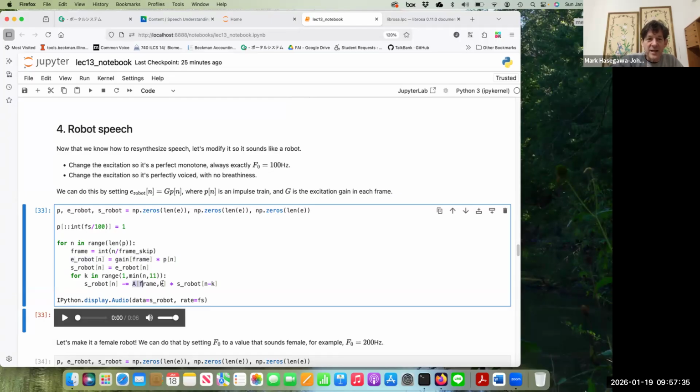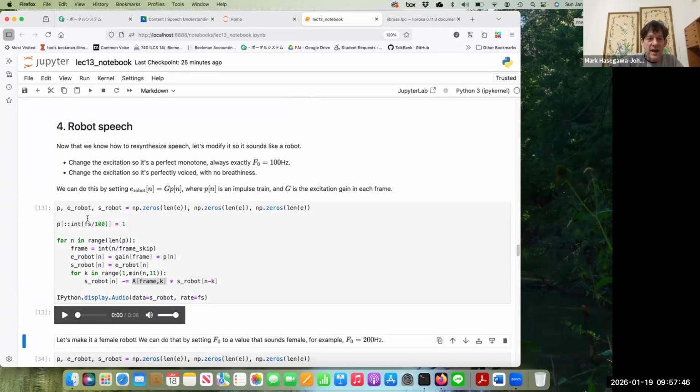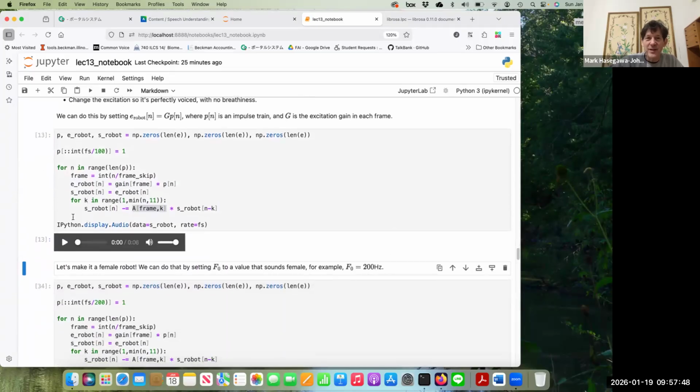And then from that excitation, I'll subtract the sum from k equals 1 to 10 of a of k times s of n minus k, in order to produce the speech signal. And the result now should sound like my voice if I was turned into a robot.